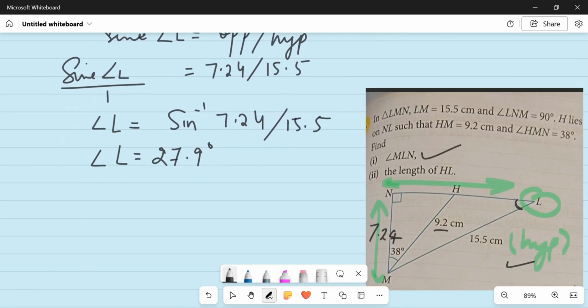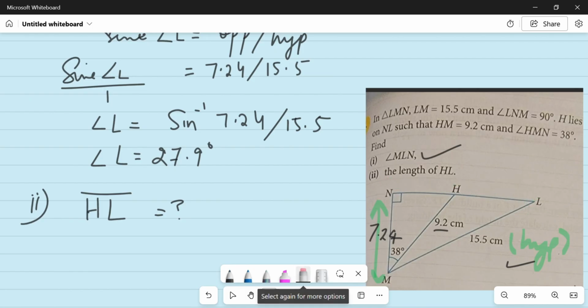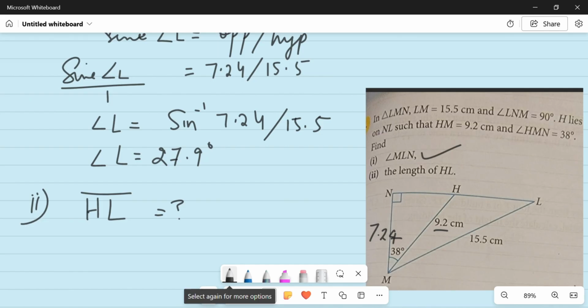In the second part, we need to find the length of HL. This is the question mark in the second diagram. So I'm erasing all this. Now there is HL, which we need to find. This is the required one. There are a few steps to solve this second part.